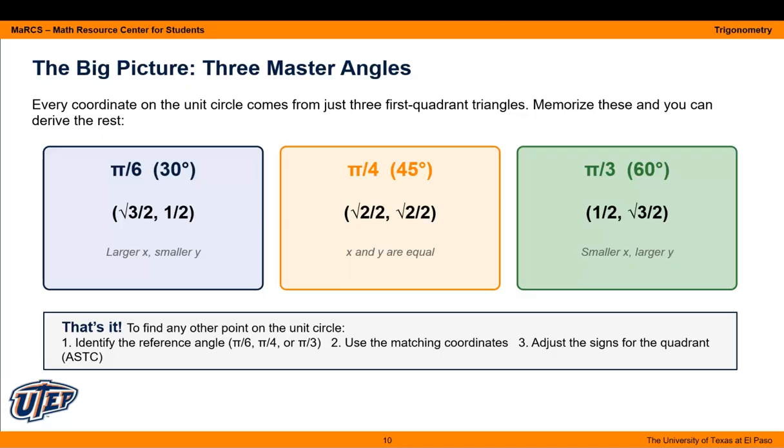So the strategy is, first, identify the reference angle, second, recall the first quadrant coordinates, and third, adjust the signs based on the quadrant. This is much better than trying to memorize every point separately.